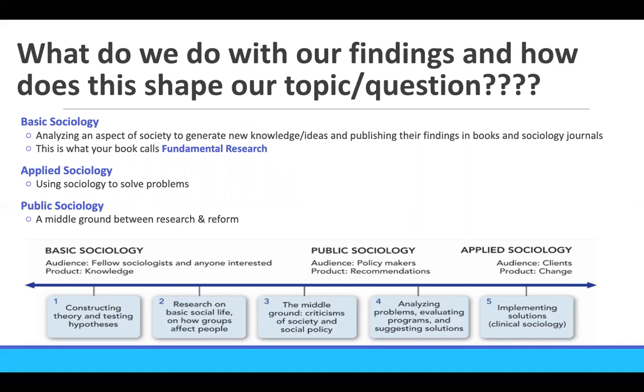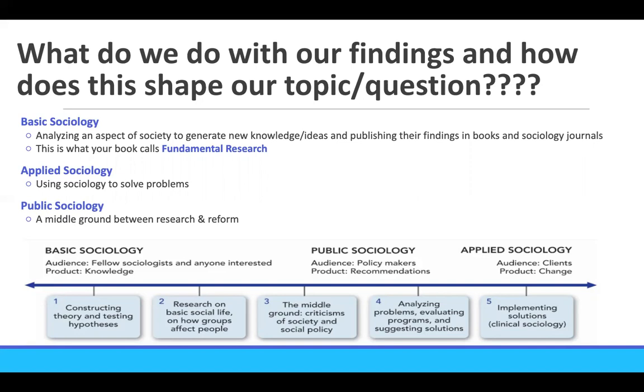The first one is called basic sociology. This is when you analyze an aspect of society primarily to generate new knowledge and ideas, and you publish your findings in books and sociology journals. And not always, but a lot of times, this new knowledge and these ideas are really only pertinent or of interest to other sociologists within your subfield. Your book calls this type of sociology fundamental research.